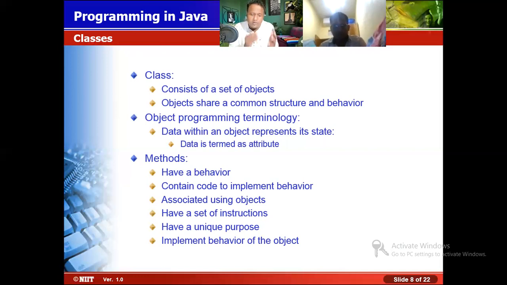The code for the feature will stay inside the object. We say mobile, we say a 30 megapixel camera. So where is that feature present? It is present either in a mobile phone or in a camera, so it is associated with the object. It has a set of instructions. For example, when you click the mini statement option, the mini statement appears. When you choose the withdrawal option, withdrawal happens. Every option is used for a unique purpose. It implements the behavior of the object.